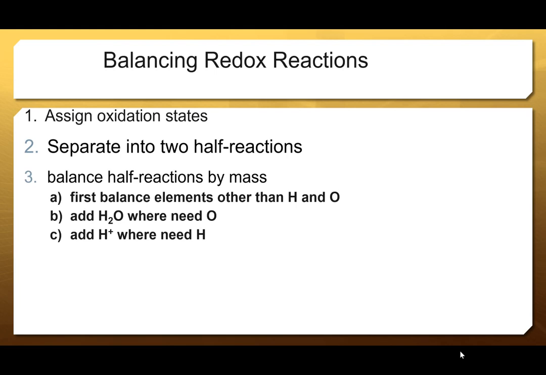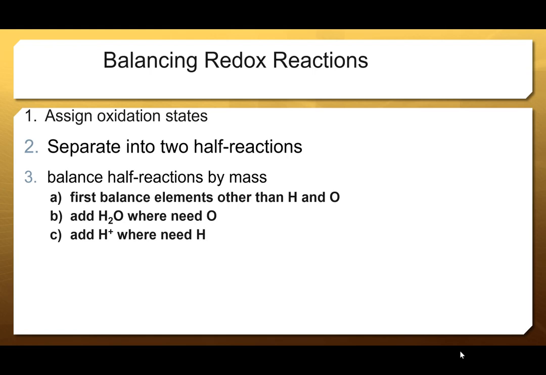Step 3 is we're going to balance those half reactions by mass, or by number of elements. So the elements that we're going to balance first are hydrogens and oxygens. And, well, this is where it gets kind of awkward. If there are not enough hydrogens or oxygens in that reaction, we're going to add water where we need oxygen or add hydrogen ions where we need hydrogen.